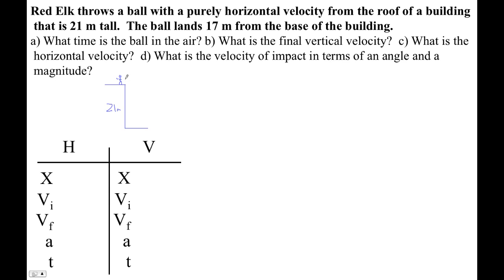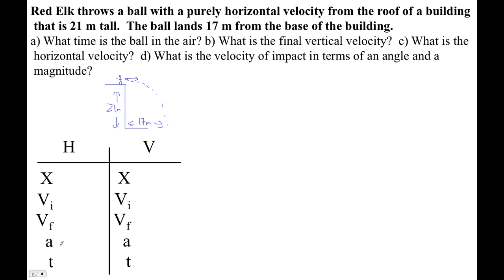He throws the ball. Let's assume that the elevation from which he throws the ball is 21 meters, right? And then this ball lands 17 meters from the base of the building. That's the picture. So the height of the building is 21 meters, and the distance that the ball goes out is 17 meters, right?